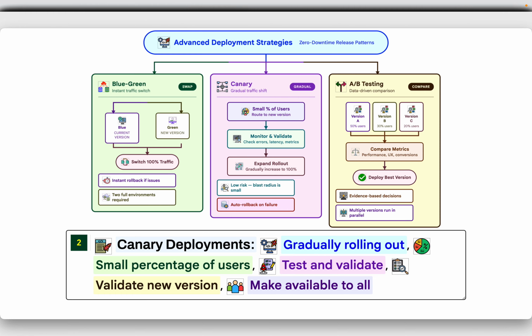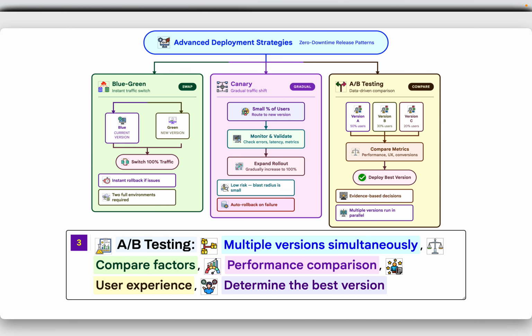Canary deployments involve gradually rolling out a new version of your application to a small percentage of users to test and validate the new version before making it available to all users. A/B testing allows you to deploy multiple versions of your application simultaneously and compare their performance, user experience, and other factors to determine the best version.